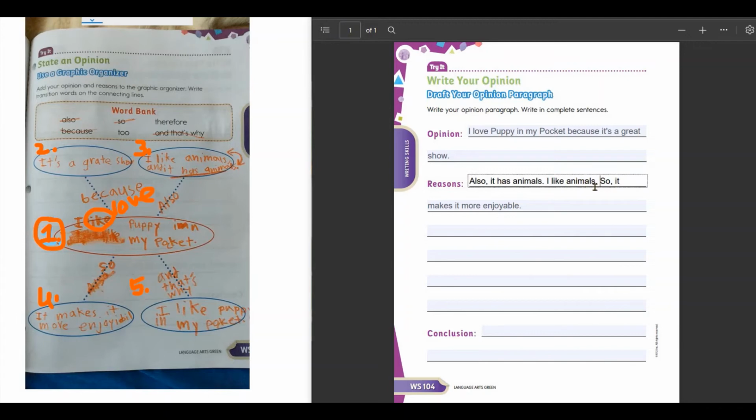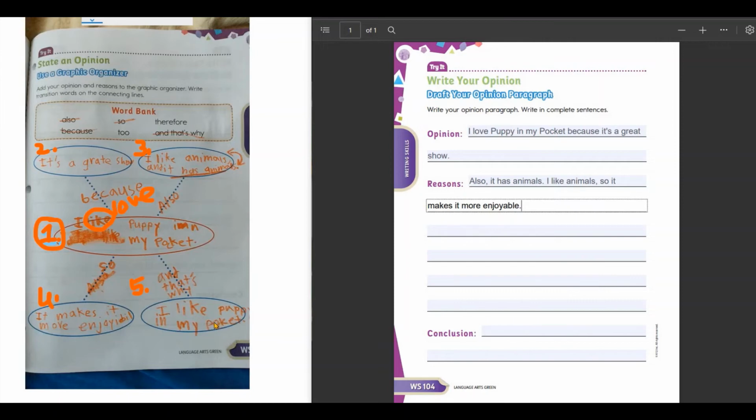Now you connect "so" with "I like animals." How are you going to do that? You put a comma here and then "so." You put a smaller s, a little s instead of a capital S. And then you connect it with your next sentence. Also it has animals. I like animals, so it makes it more enjoyable. Now this would be a proper way to write it.